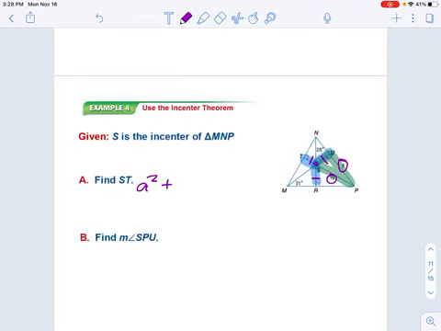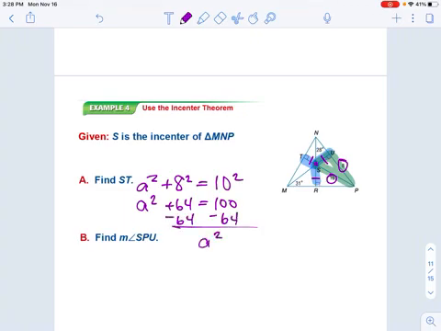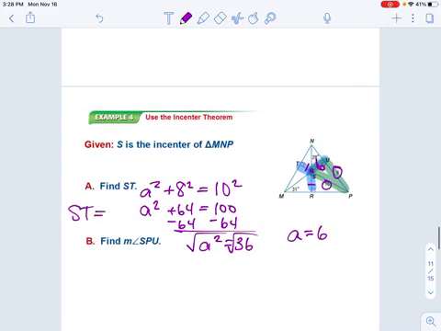So if we do the Pythagorean theorem, I'm just going to solve this out. You can follow along. A must equal 6, and if 6 is the measure of that side length, and SU is congruent to ST, ST must also equal 6. We have to kind of go a little roundabout, but once you get there, you get there.